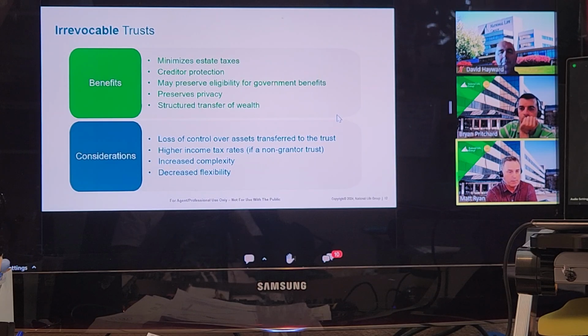I mentioned that you lose control. You can't manage those assets anymore. It's irrevocable. Once you make this, you can't go back. And so those are considerations you have to look at when you're considering this type of trust for the grantor, in this case, John. And then also you have the decrease in flexibility, right? You have lack of access for John.